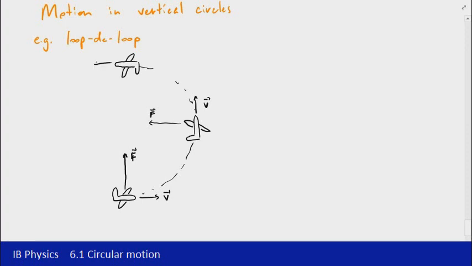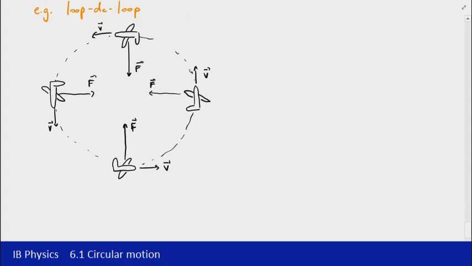Velocity is now to the left. Centripetal force is still towards the middle, and finally, as it comes back down again, it's now going to be over this side, and velocity is now down, and the centripetal force is still towards the middle. Now that might look very similar to what we've already seen with horizontal circles, and it is in a sense, but it does actually get a little bit more complicated.